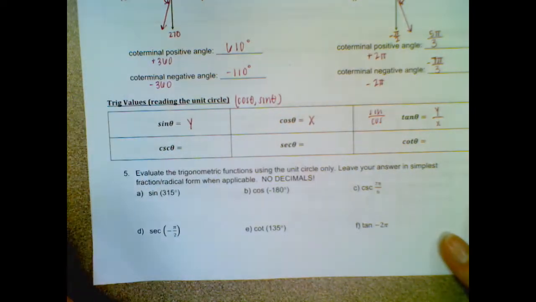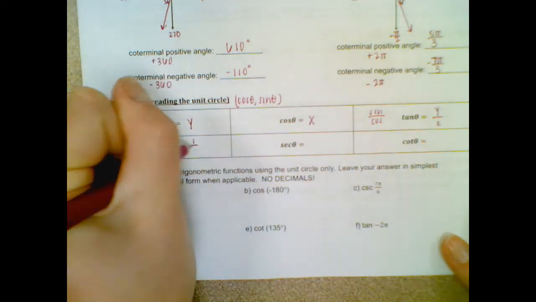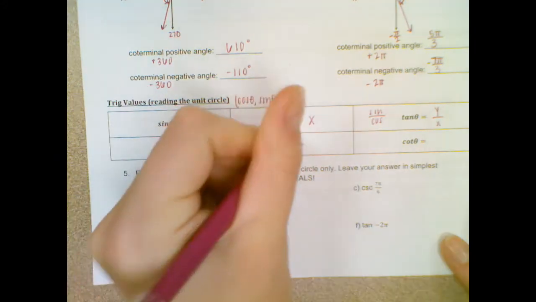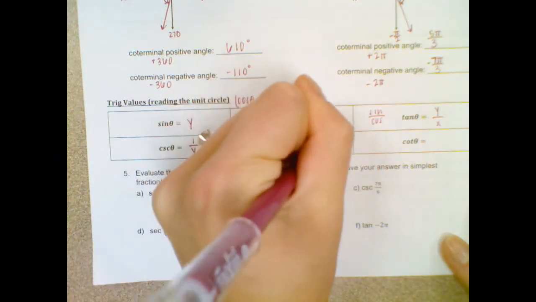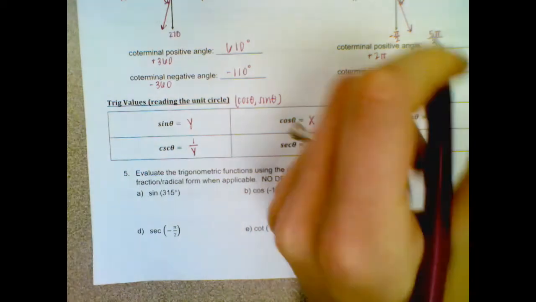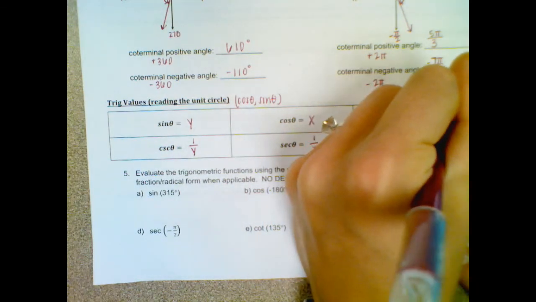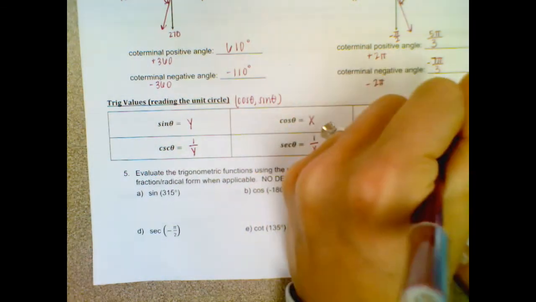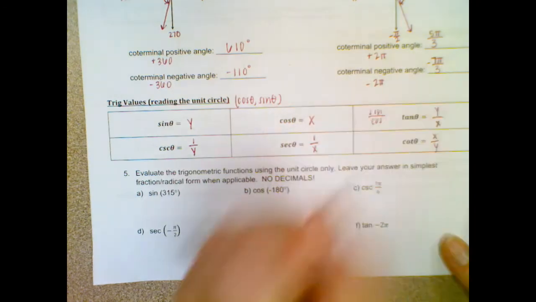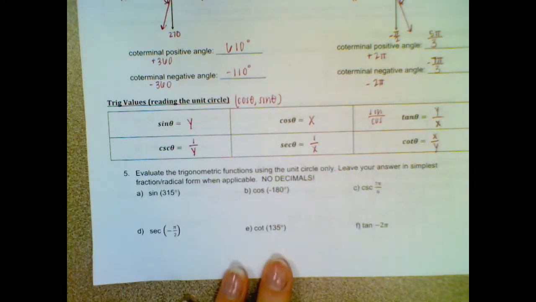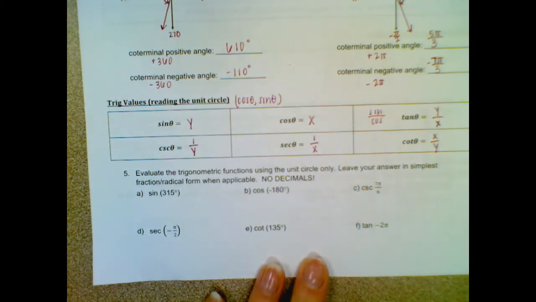Cosecant is the reciprocal of sine, so this is 1 over y. Secant is the reciprocal of cosine, so 1 over x. And cotangent is the reciprocal of tangent. Now remember, the reciprocal is you just flip the fraction, so you could just say it is x over y, instead of saying 1 divided by y over x, that reduces down to that.